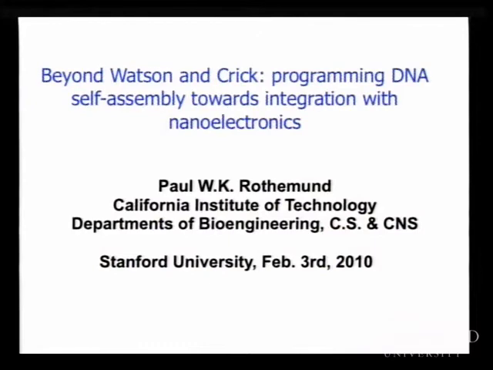As my slide says, I want to talk about using artificial DNA nanostructures, not natural DNA structures, for creating a new kind of fabrication. A fabrication process that, while it will be in some ways similar to the kind of fabrication process we use to make computer chips, will in some ways be very different.